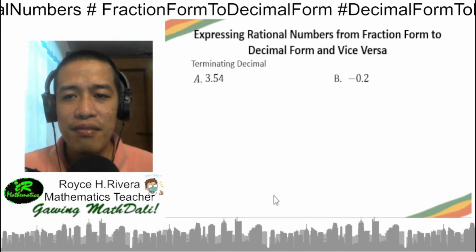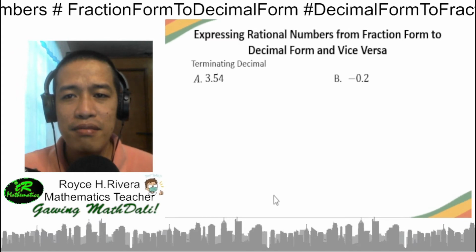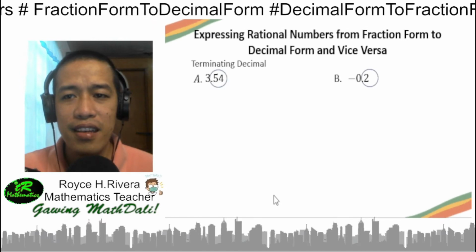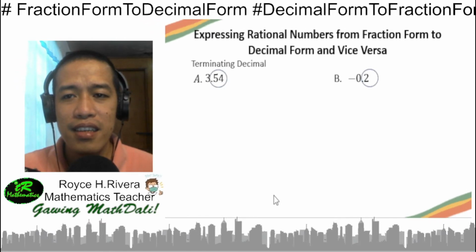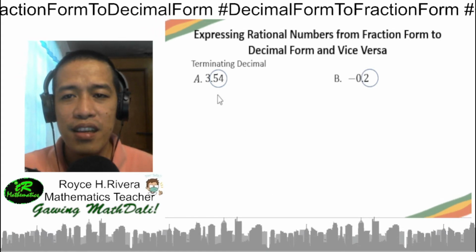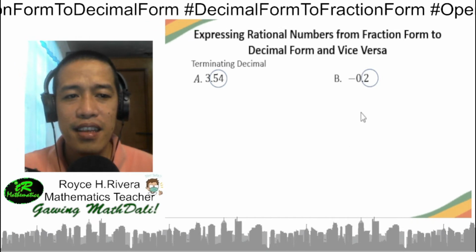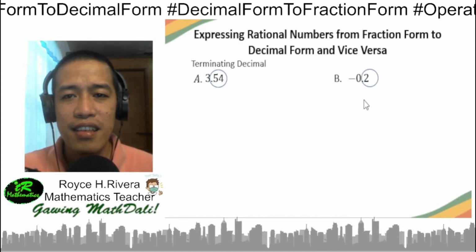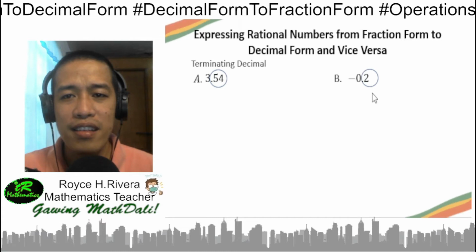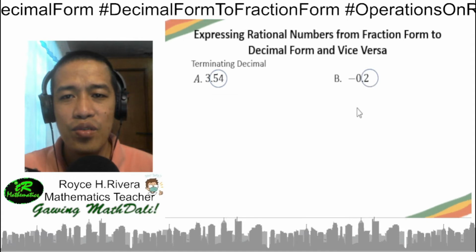We need to identify first the decimal parts of the given rational numbers. For letter A, the decimal part is 0.54. So there are two decimal parts. In letter B, negative 0.2, it has one decimal part, and that is 0.2.